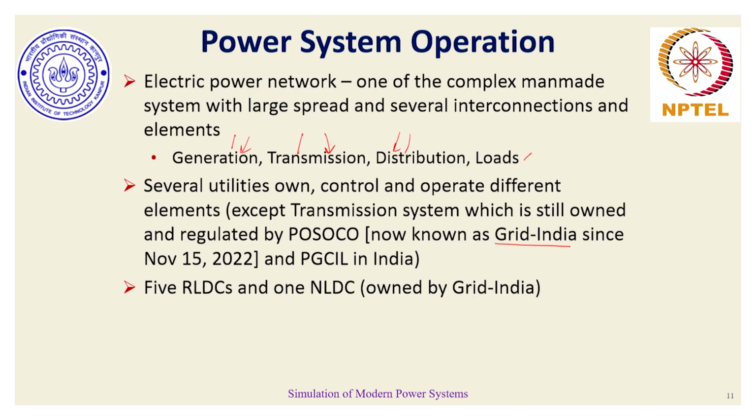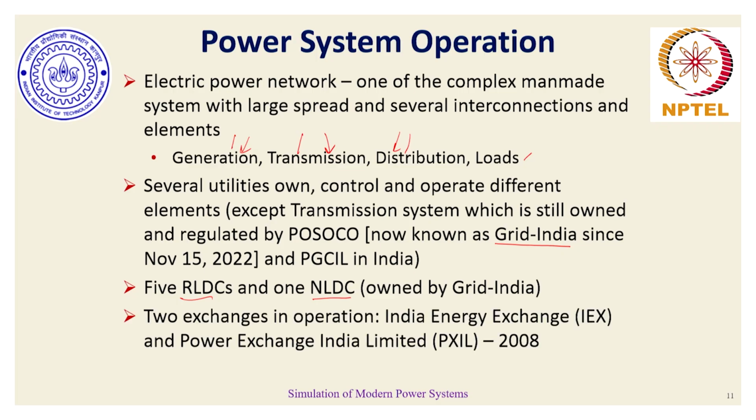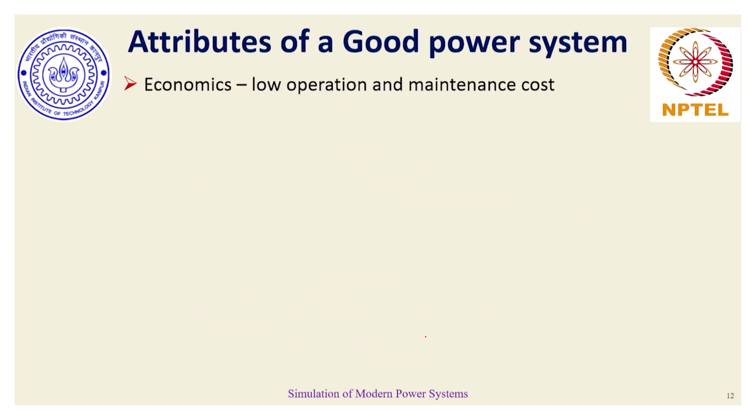We have 5 regional load dispatch centers because of the 5 regional grids, and on top of these regional load dispatch centers, RLDCs, we have 1 national load dispatch center present in Kathuria Sarai, New Delhi. We also have 2 power exchanges which aid in exchange of energy and power between different generators, private players, utilities, and loads. These all came up in 2008, and these are basically PXIL and IEX.